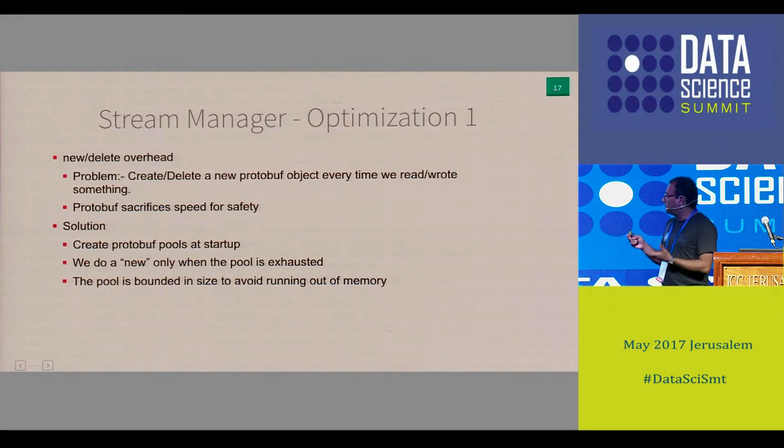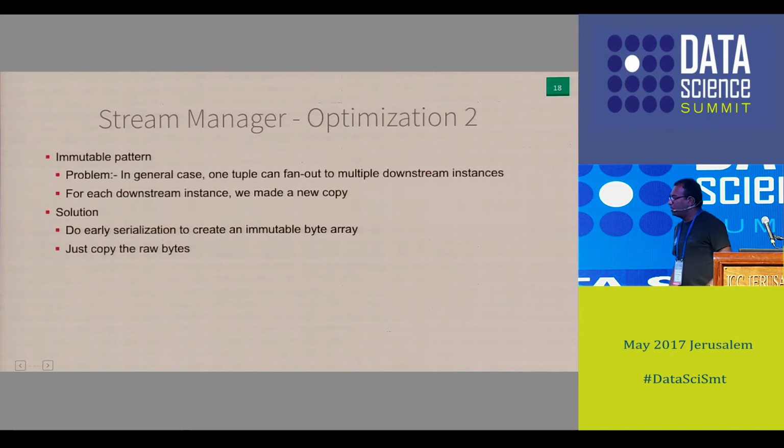So the pool is bounded in size so that you don't blow up the memory of the whole container itself. That is bounded by a certain amount, and that will reach a steady state once the topology reaches a steady state as well. So optimization 2 is the immutable pattern.